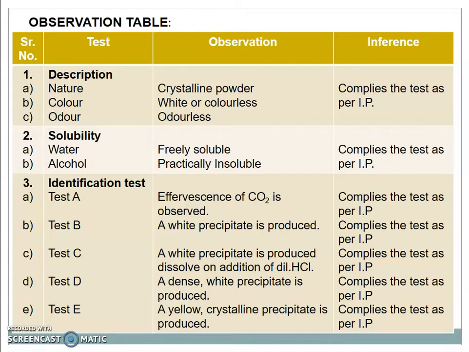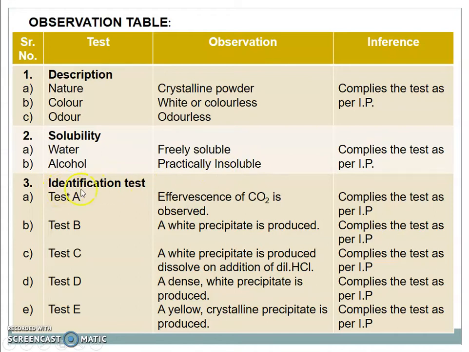Now, after performing the practical, we move towards the observation table. First is description, that involves nature. Nature is crystalline powder, color white to colorless, and odor is odorless. That means it complies with the test as per Indian Pharmacopoeia. Second test, solubility. Solubility performed in water, and the observation is freely soluble in water. And in alcohol, it is practically insoluble. That means it complies with the test as per Indian Pharmacopoeia.